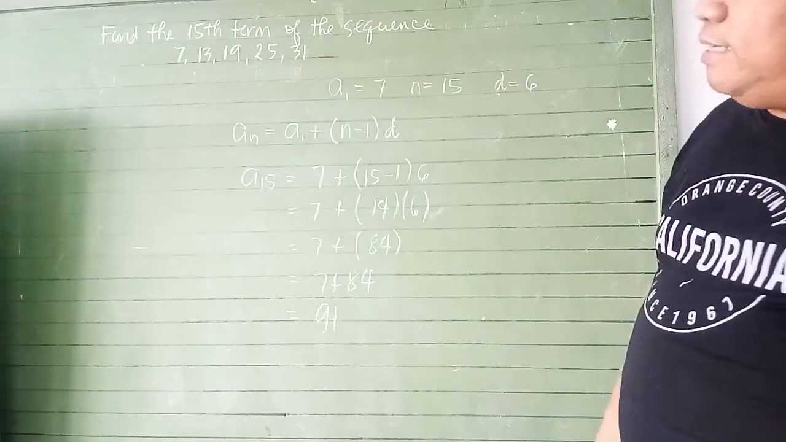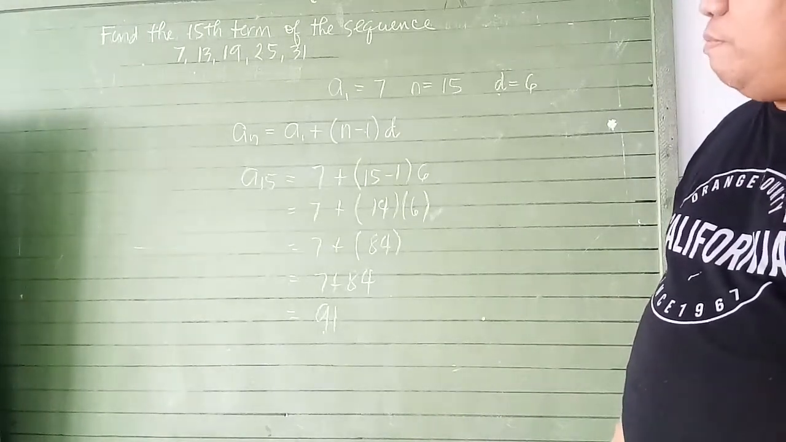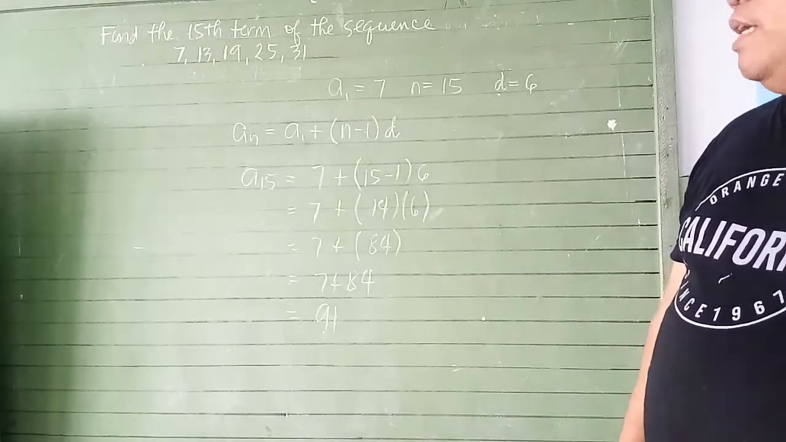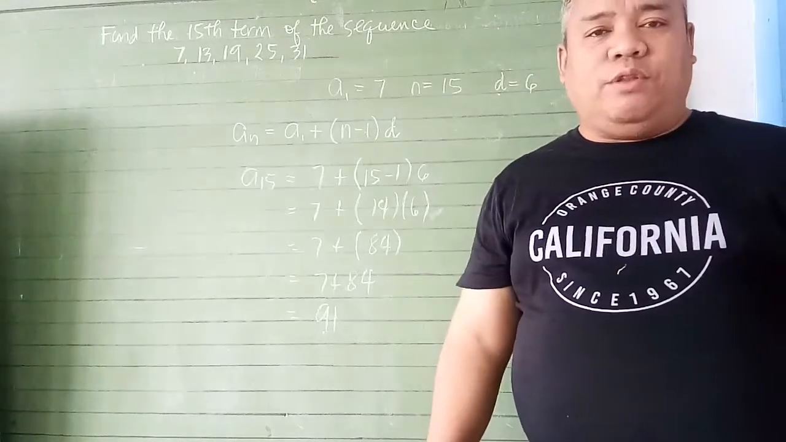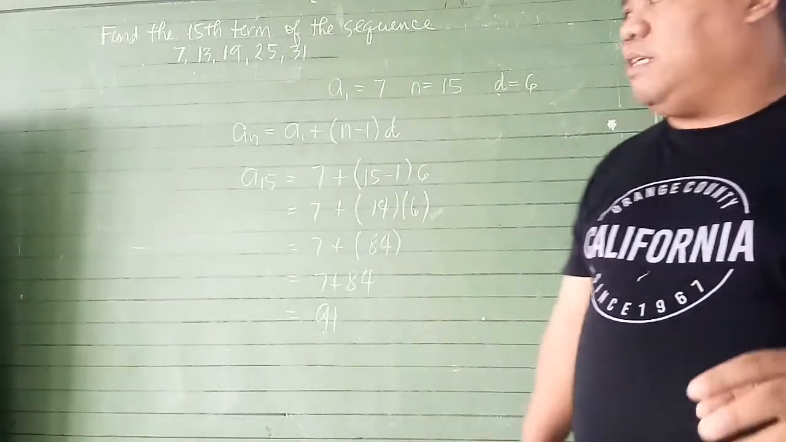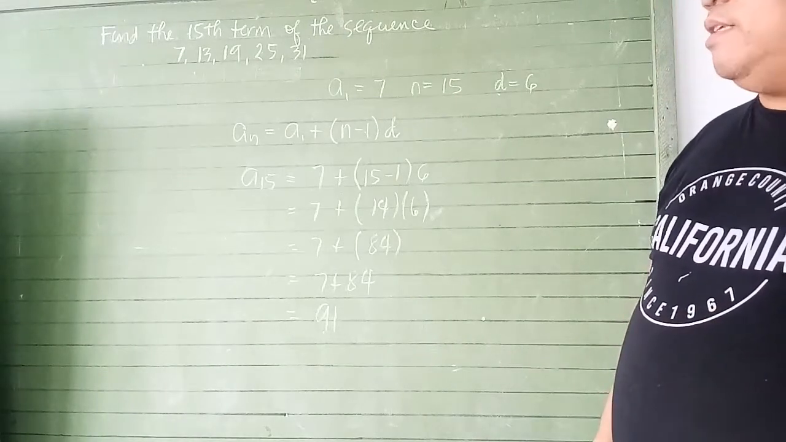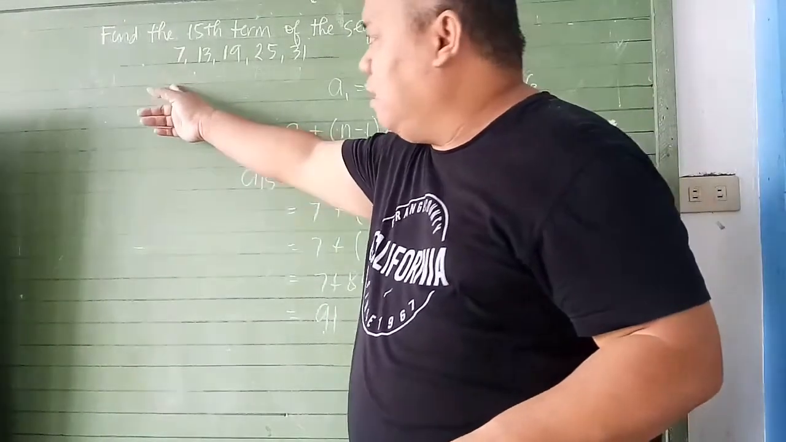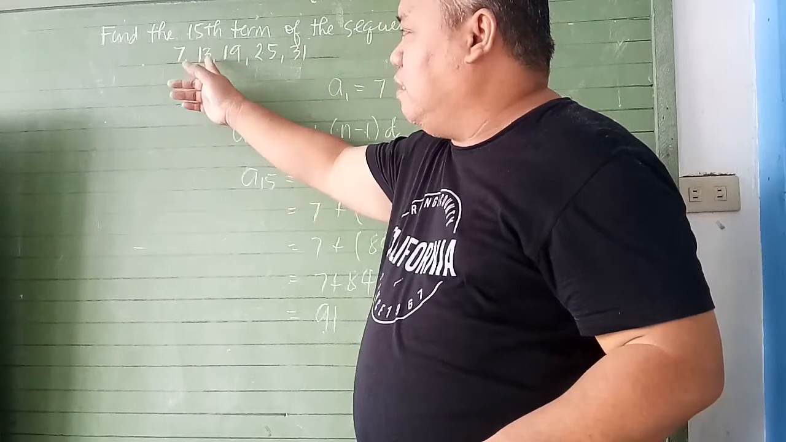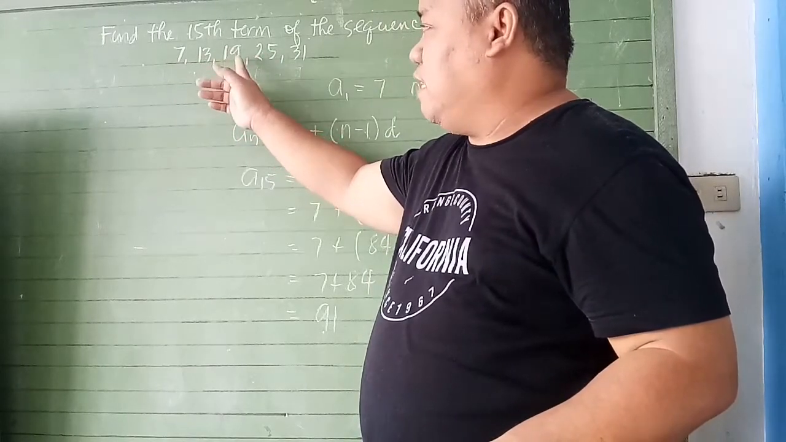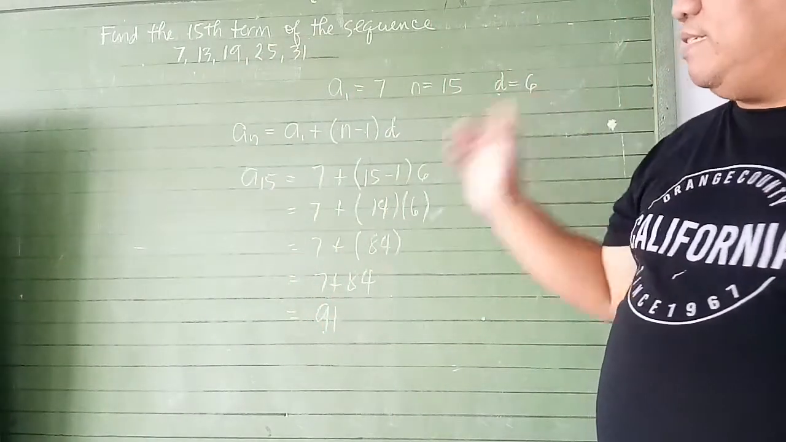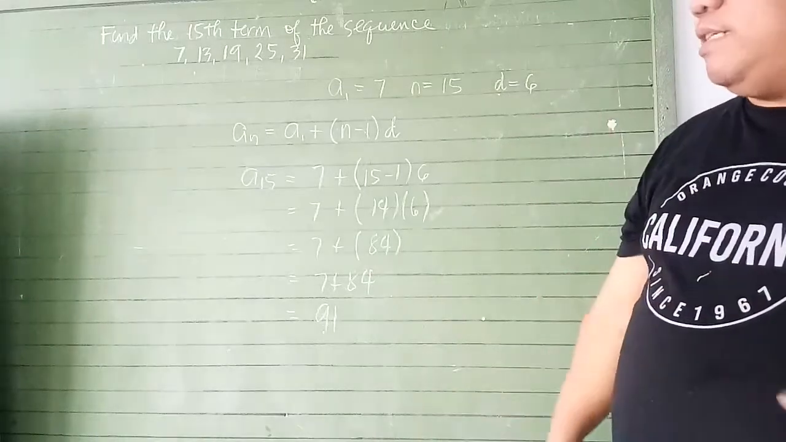Let us explain this given. So our given is: find the 15th term of the sequence 7, 13, 19, 25, and 31. Now, we have to identify first if the given is a geometric or arithmetic sequence. If it is an arithmetic sequence, it will give you an equal difference. So let's subtract: 13 minus 7 is 6, 19 minus 13 is 6, 25 minus 19 is 6, and 31 minus 25 is 6. So it is a common difference. Common difference is 6. So therefore, it is an arithmetic sequence.